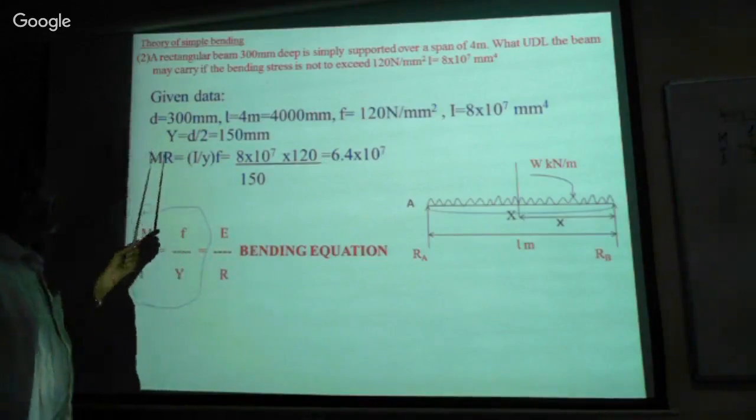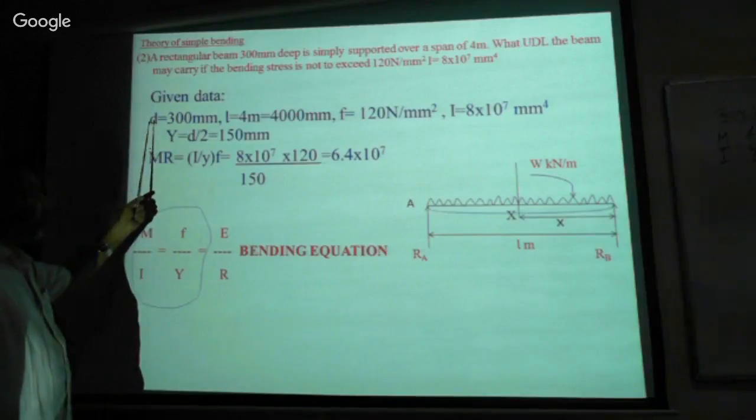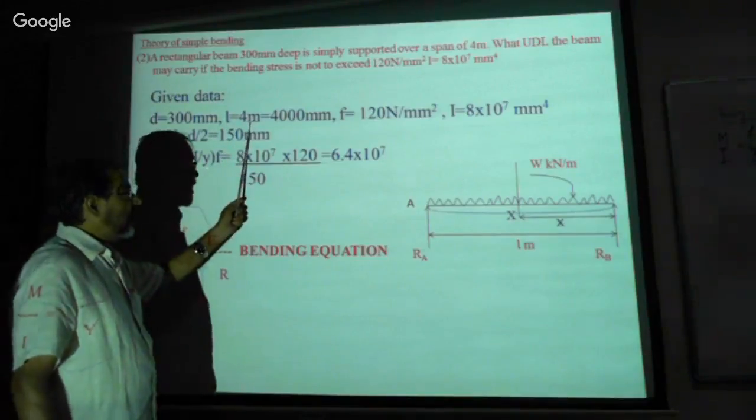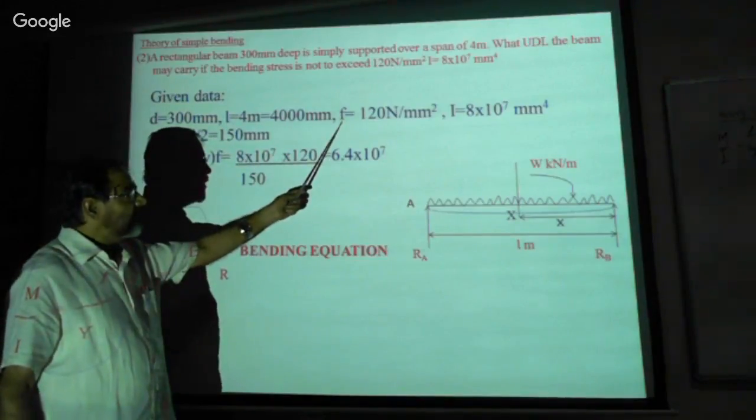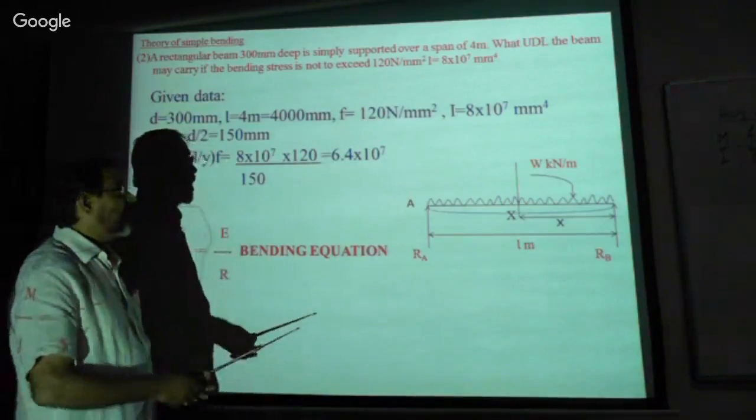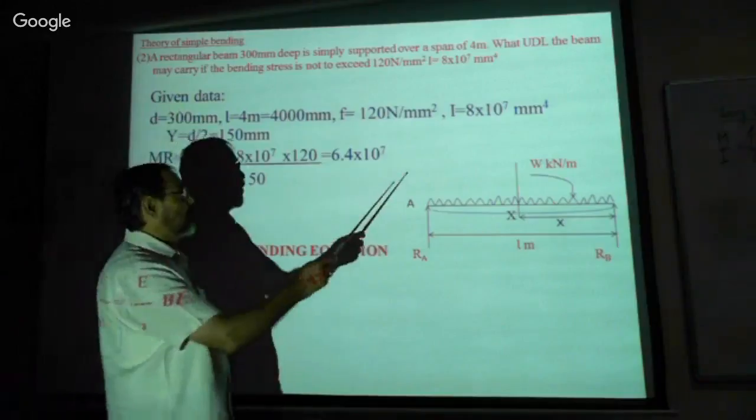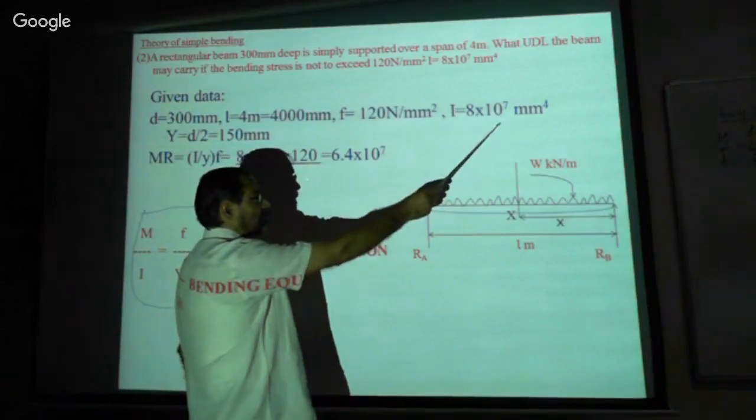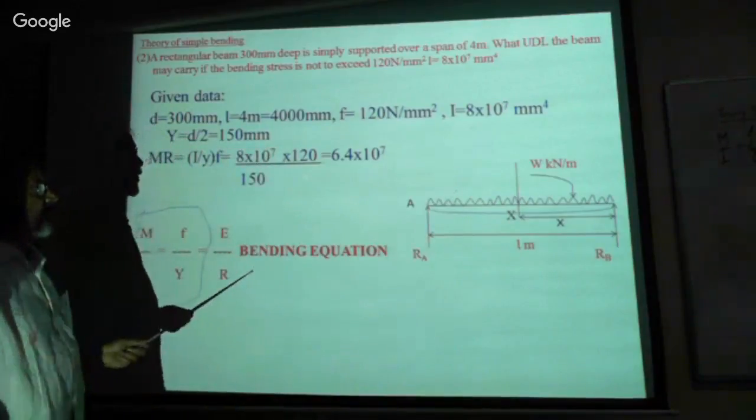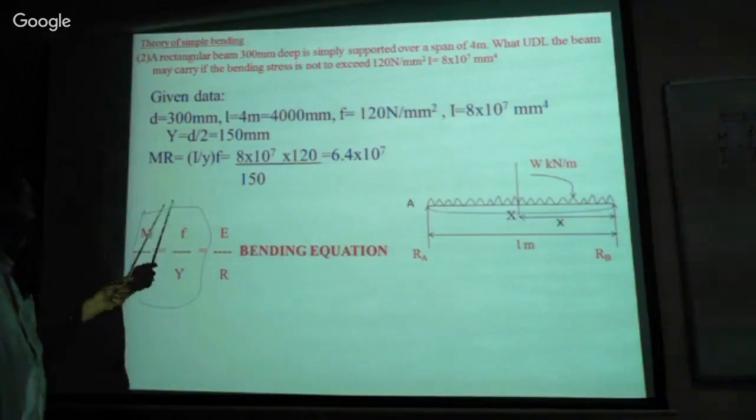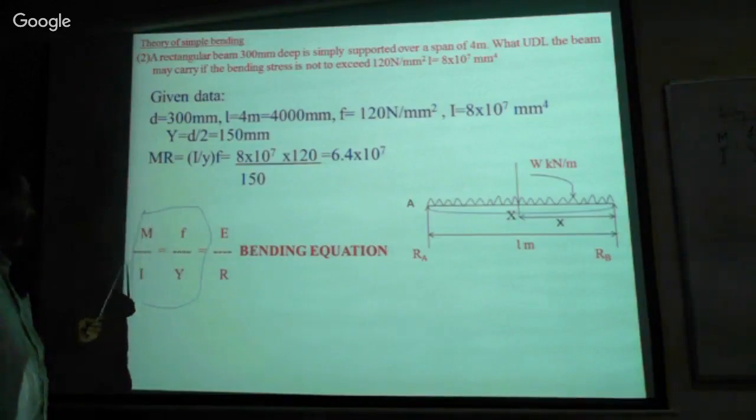Now the given data: the depth of the beam is 300 millimeter, the length of the beam is 4 meter, and the stress in the beam is 120 Newton per millimeter square. And also I, the moment of inertia of the given beam section, is 8 into 10 to the power of 7. Now let us take the bending equation.